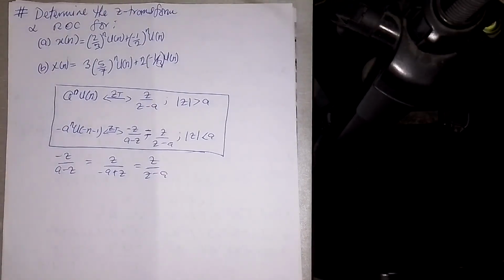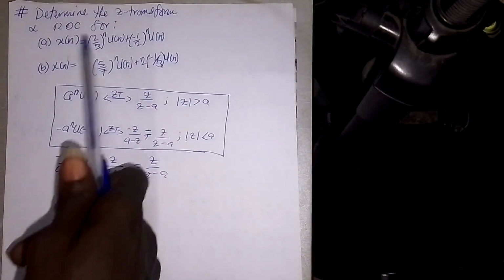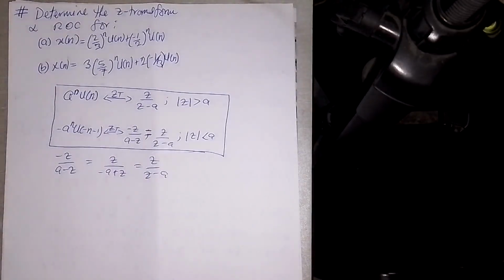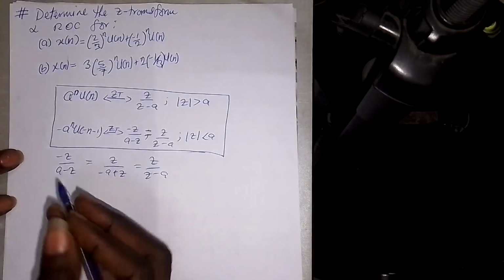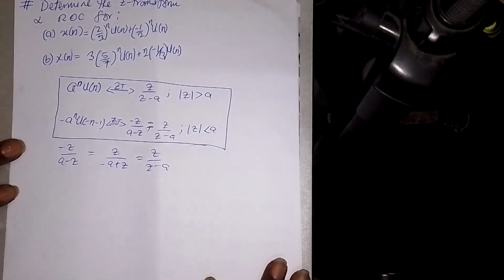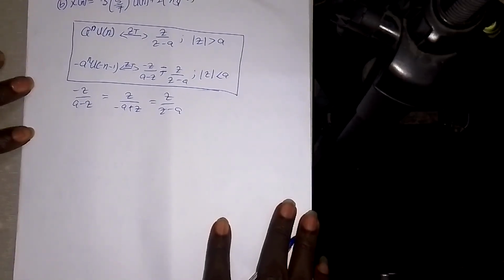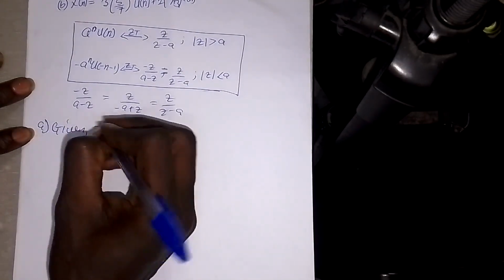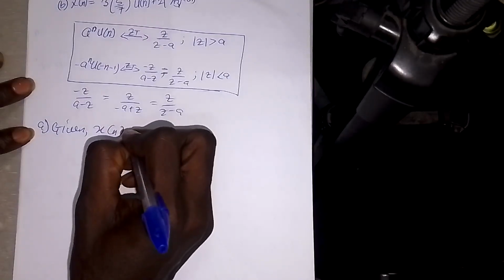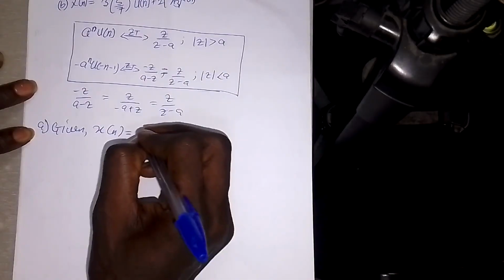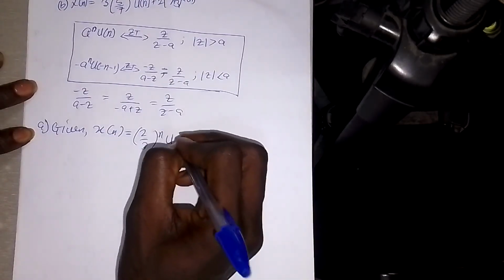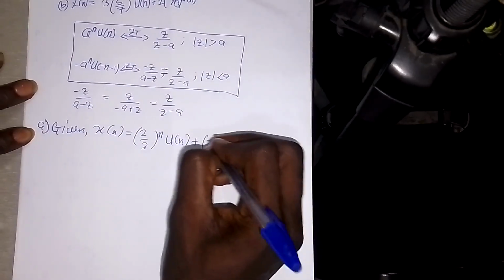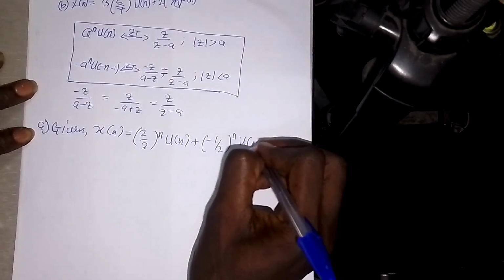So moving forward, we're going to solve these two questions using knowledge from these ones, especially the first one. Now let's go straight into A. We are given x[n] equals (2/3)^n u[n] plus (minus 1/2)^n u[n].